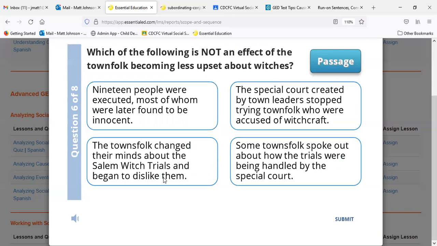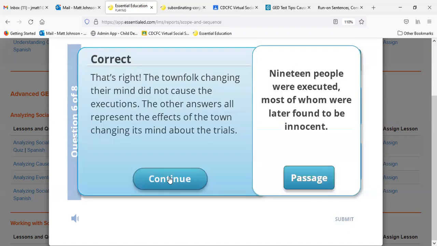And which of the following is not an effect of the townfolk becoming less upset about witches? So the 19 people were executed, most of whom were later found to be innocent, right? That didn't make the townfolk less upset about witches. It was the realization that they shouldn't be doing this. The townfolk were changing their mind, so it did not cause the executions, right? The other answers all represent the effects of the town changing its mind about the trials.